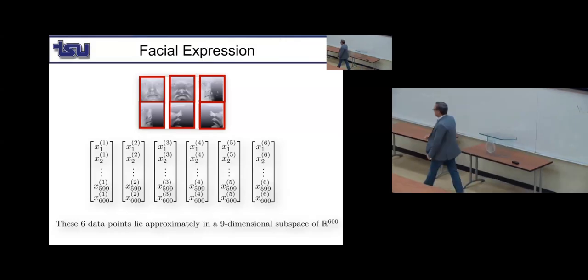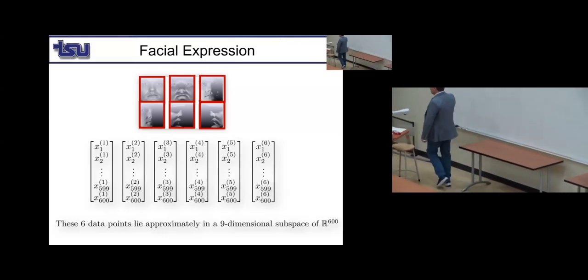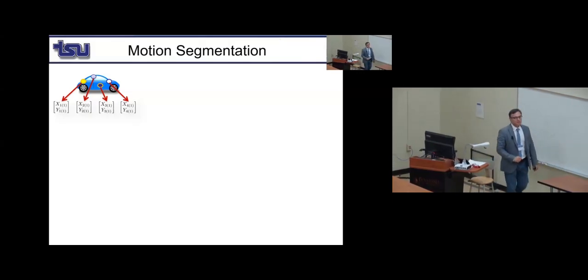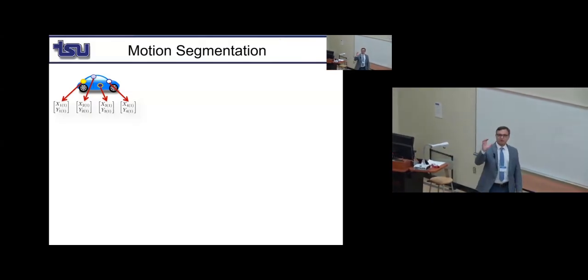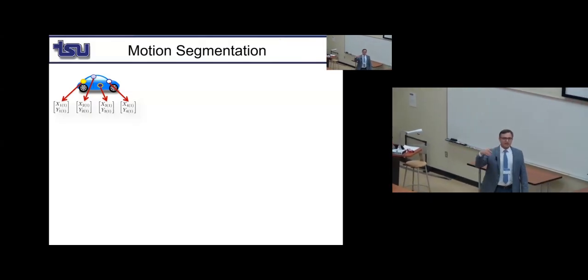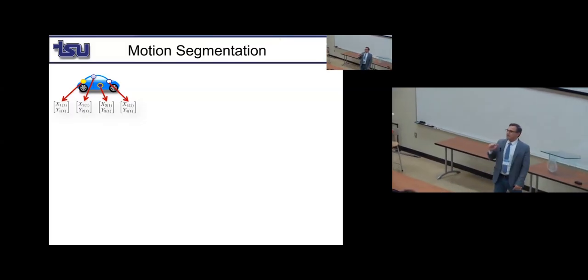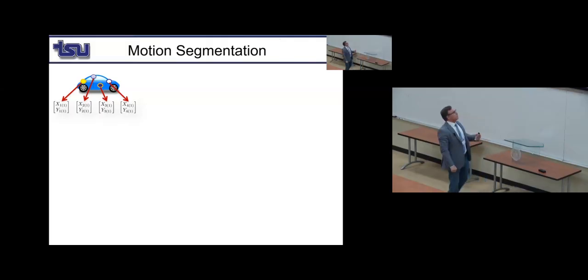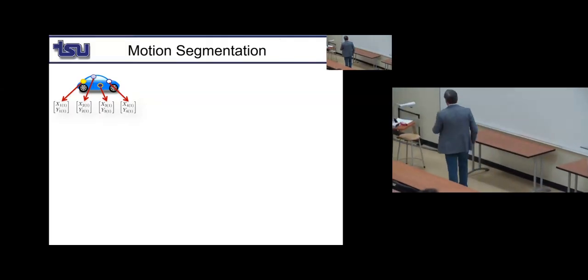Okay? So another problem, which I worked on before, is the motion segmentation problem. Think about this car. You are taking a live video of a car, and there are 2 cars moving around. How do you determine how many motions are in the video? Like one car is moving in this direction, another one is moving in this direction, right? There are 2 motions. How do you determine that? That's the motion segmentation problem.